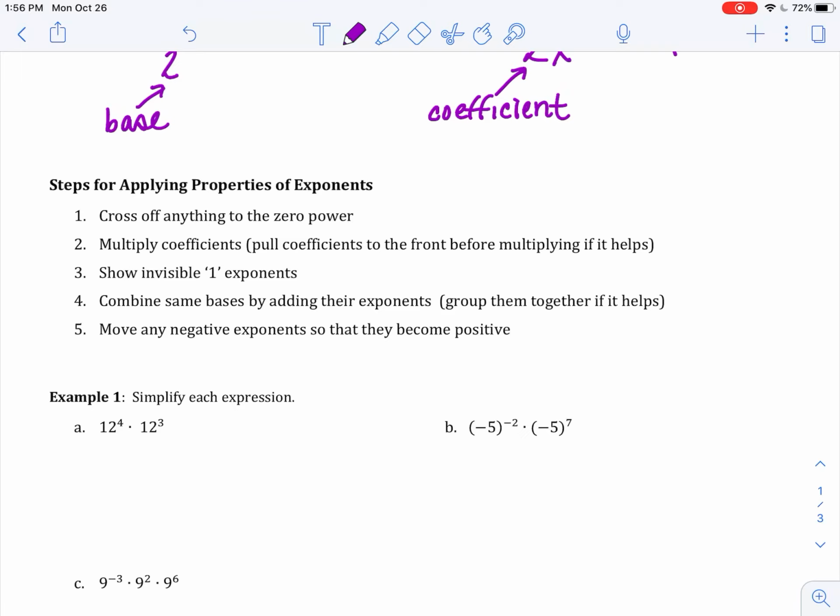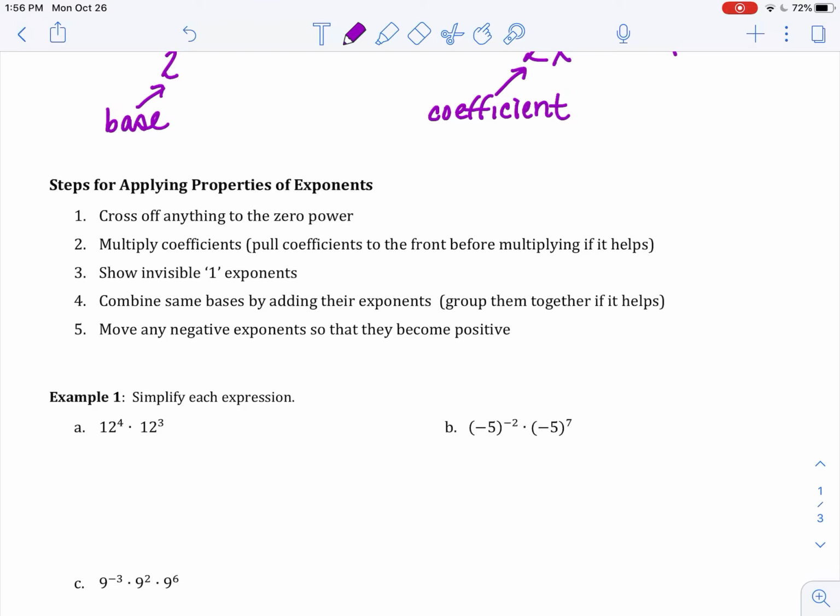And so first thing you want to do is you can cross off anything to the 0 power. Remember, anything to the 0 power is going to be 1. And everything we're doing today is multiplying. So anytime you multiply by 1, it doesn't change anything. So you can basically ignore it. So that's why we're allowed to do step 1.